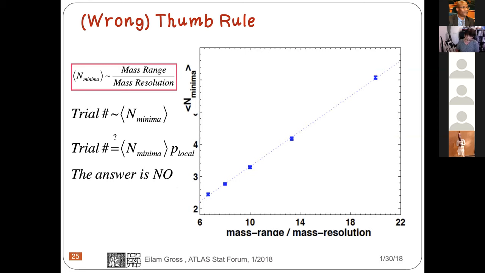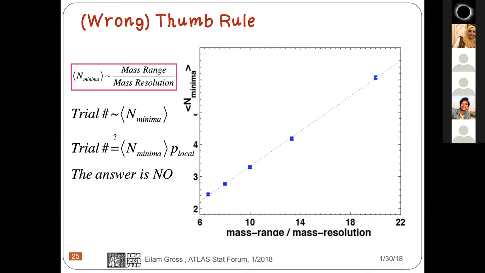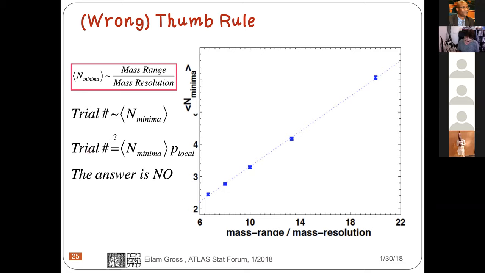So as I said, a maximum fluctuation is a minimum in the likelihood. That's the way it goes. So the number of minima in the likelihood when I scan over all the mass range should be the mass range divided by the mass resolution. So it looks intuitively that the trial number will be like the number of local minima times the p local.